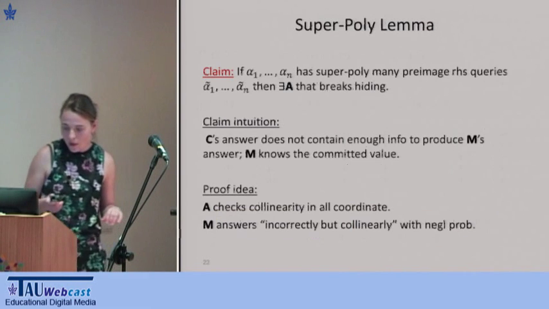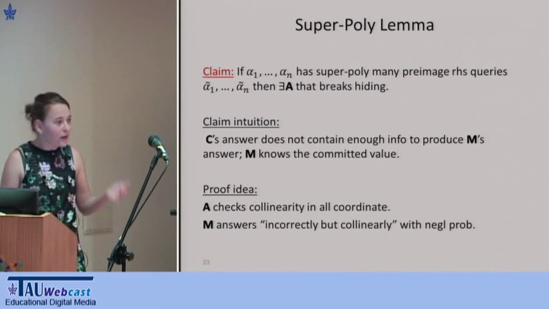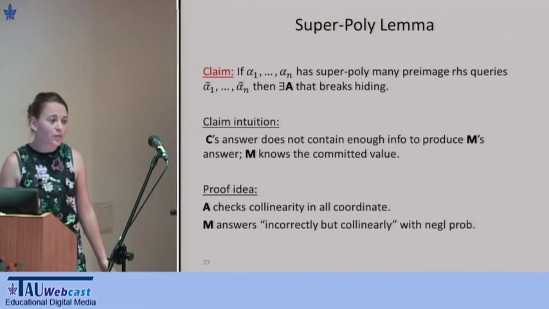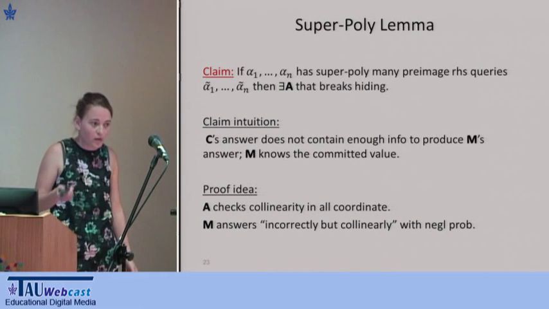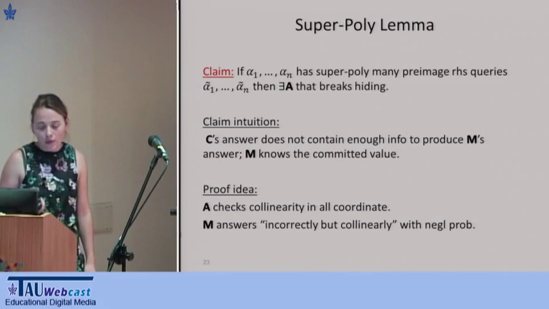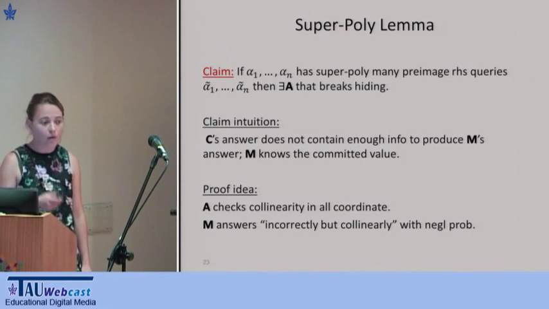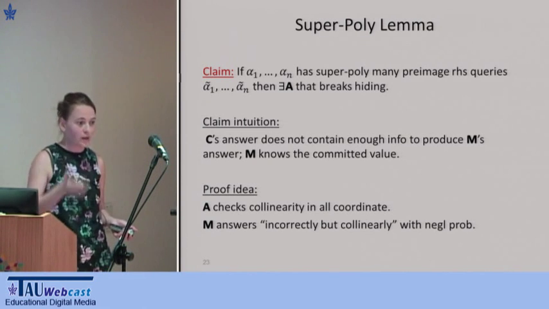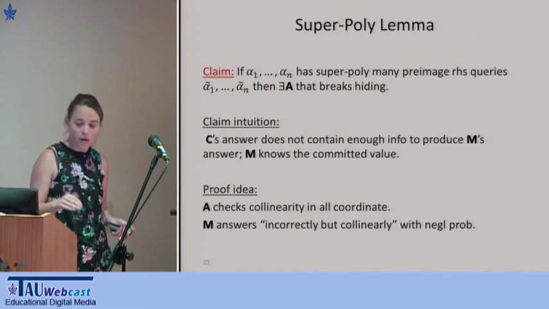Okay? So the intuition why you can break hiding is that the answer to the left challenge won't be enough to answer all these super polynomially many challenges on the right. There's not enough information just to answer them. So how we prove it: we construct an adversary that will check again collinearity, but now it will check the collinearity in all the coordinates. Before, the extractor needed only one coordinate to be collinear. He checked first, second. Here, we need it to be collinear in all the n coordinates.